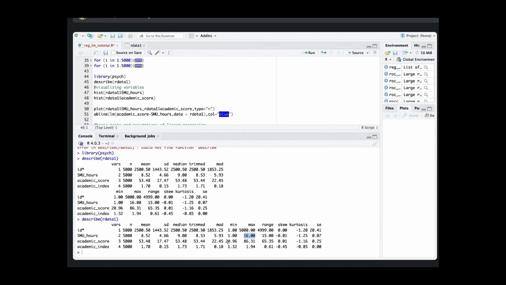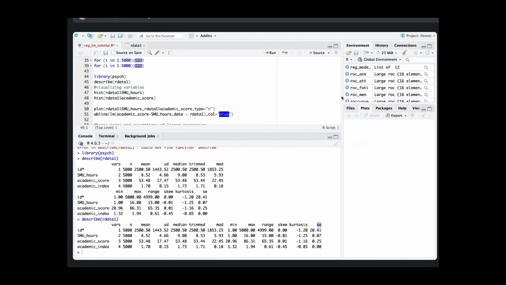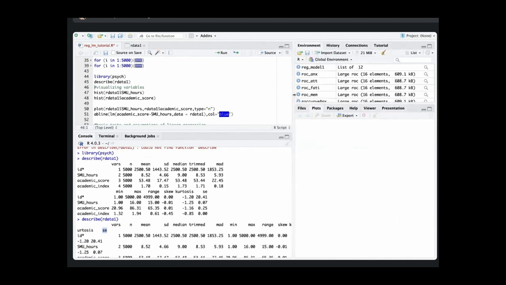And again, the same thing for academic scores. The minimum number that someone has received is 20.96, and the maximum that someone has received is 86.31 out of 100, right? And this gives you a range as well, and skewness and kurtosis and standard error, right? So what it does is essentially help you understand the head or tail of your data. It helps you get familiarized with your data well, and it helps you get started, you know.